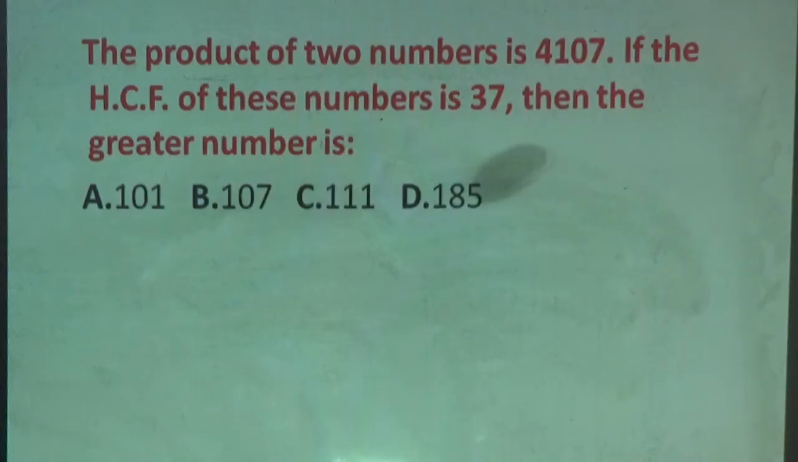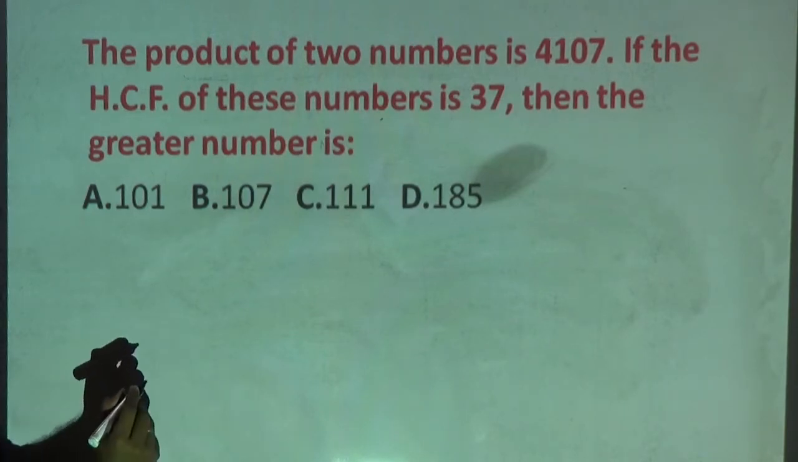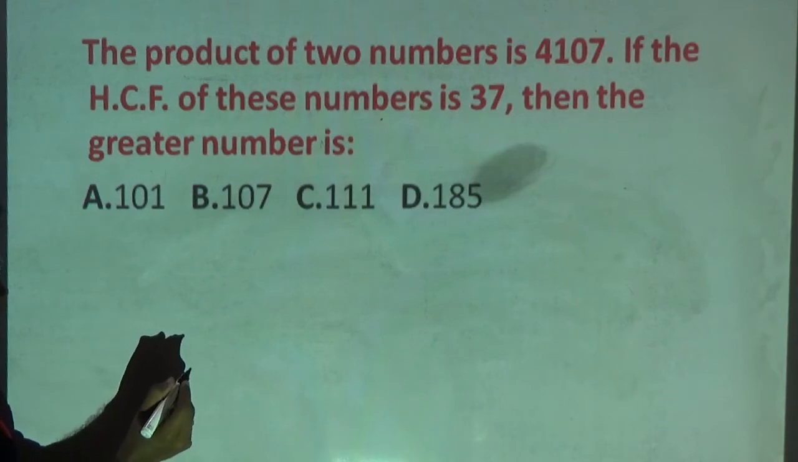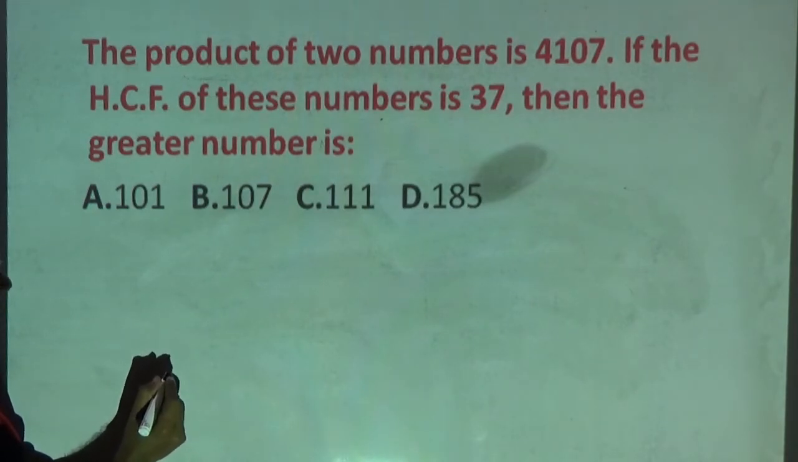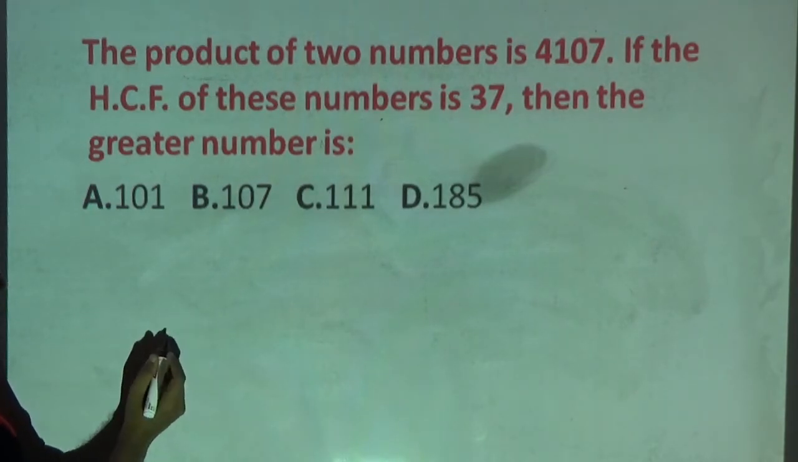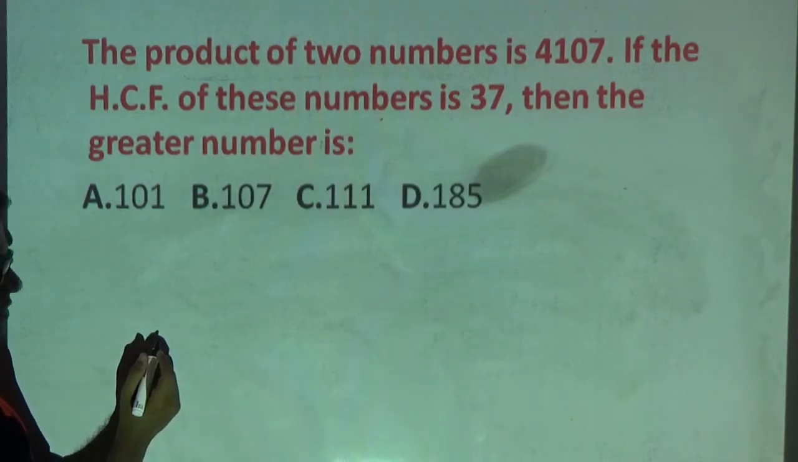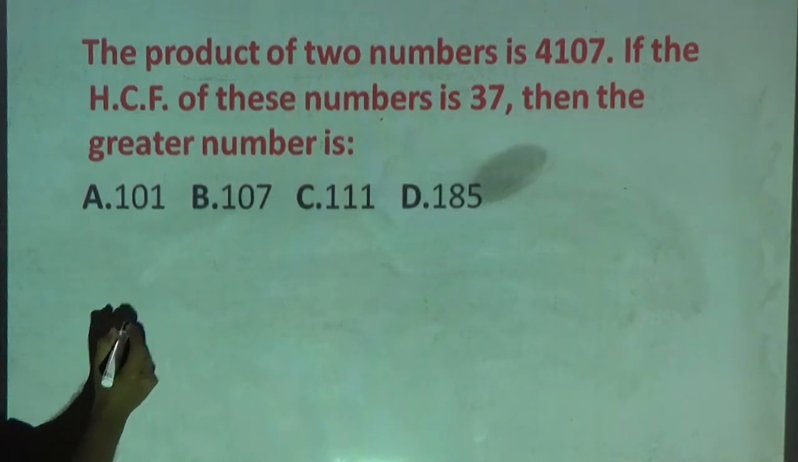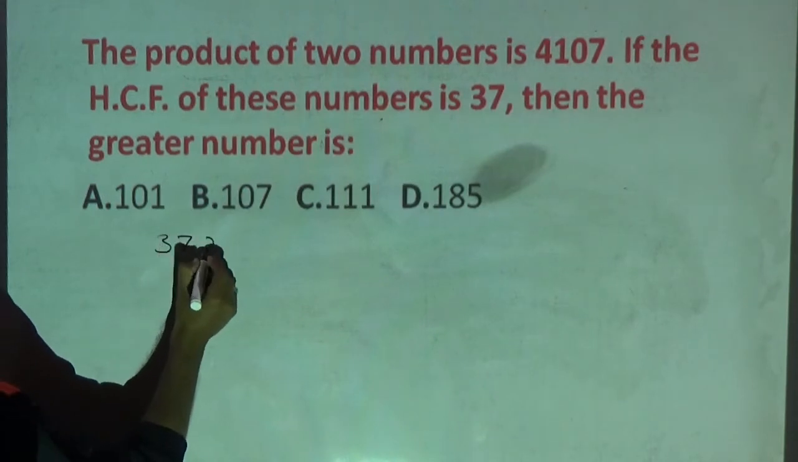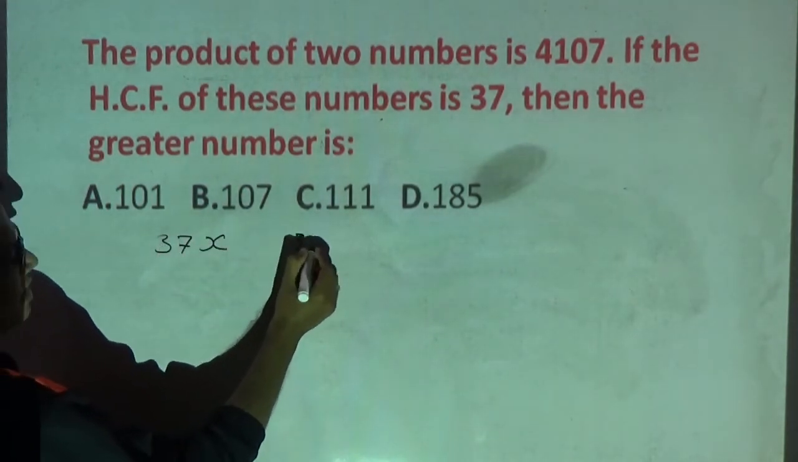The next question: the product of two numbers is 4107. If the HCF of these two numbers is 37, then I need to find out the greatest number. Now if there are two numbers and the HCF is 37, what does it mean? The maximum common thing I can take from these two numbers is 37. That is the meaning of HCF. So I will take the two numbers as 37x and 37y.